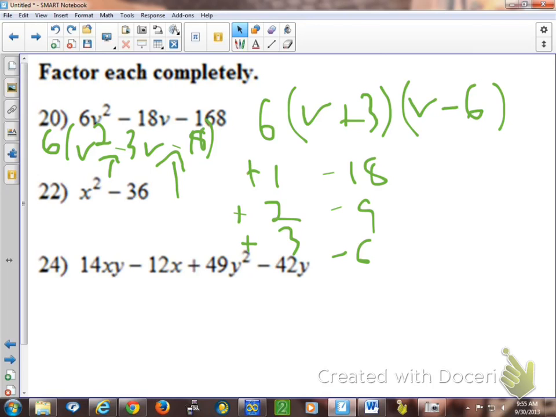What's a leading coefficient? That's the number out front. Well, technically, it's the number attached to the highest degree.